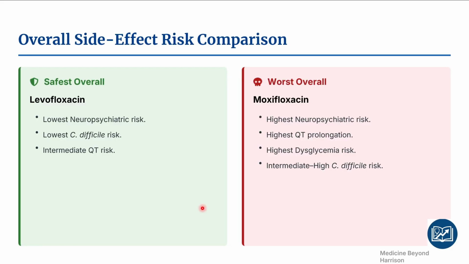Overall side effect risk comparison. So overall safest is levofloxacin, with the lowest neuropsychiatric and lowest Clostridium difficile risk and intermediate QT prolongation risk. The worst overall is moxifloxacin, with the highest neuropsychiatric risk, highest QT prolongation, highest dysglycemia, and intermediate to high risk of Clostridium difficile infection. Gatifloxacin, one of the fluoroquinolone drugs, was available orally in the previous days.